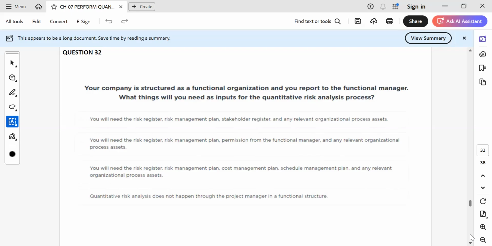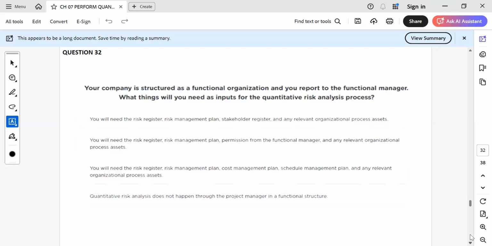Okay, we will need the risk register, risk management plan, stakeholder register, and any relevant organizational process assets. So again, just now you explained why stakeholder register can't be an input for the quantitative risk analysis process. Correct. The purpose of the stakeholder register is to understand the appetite, then find out the threshold, which is used in the risk management plan. So this is eliminated by that rationale.